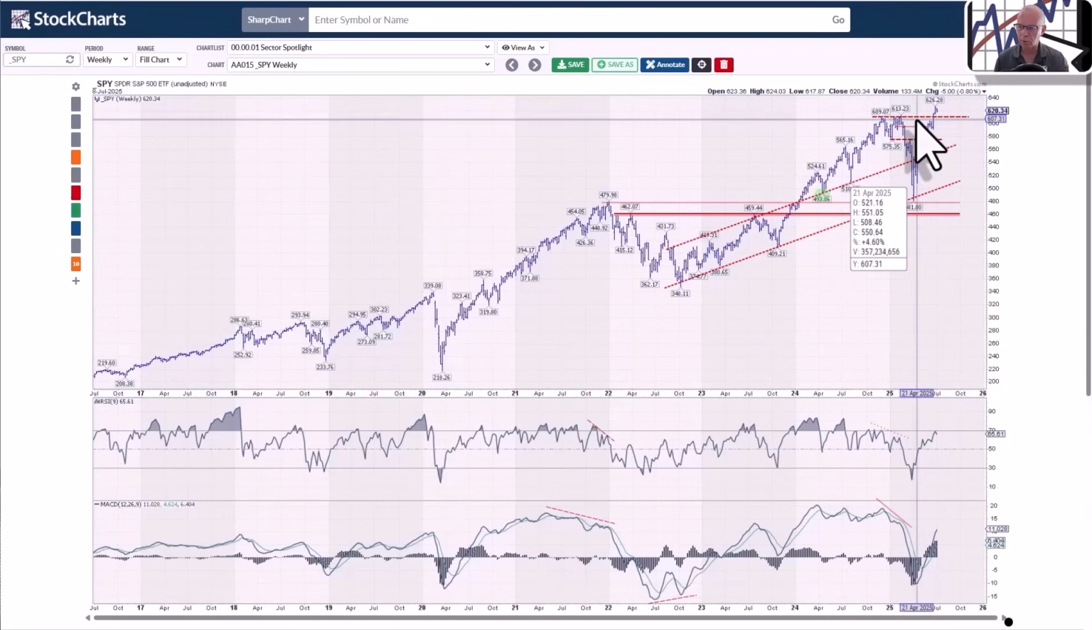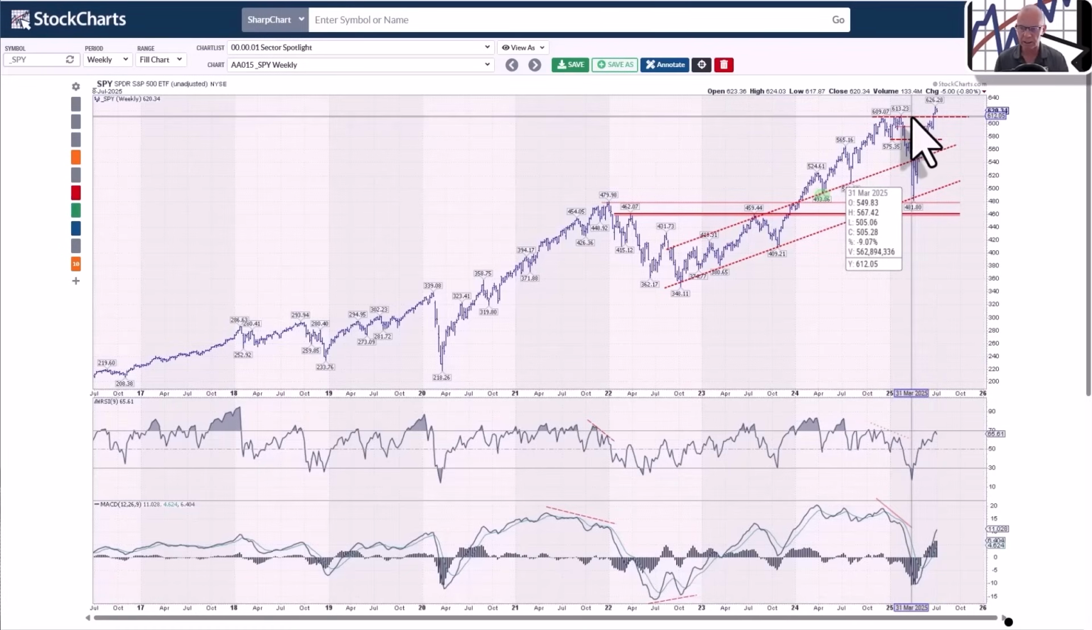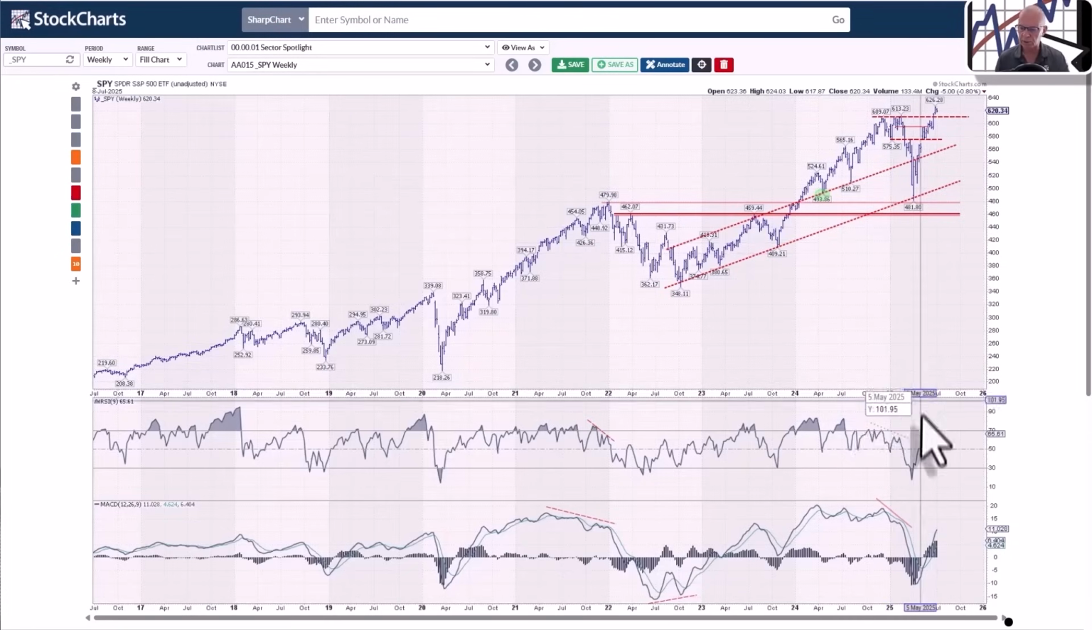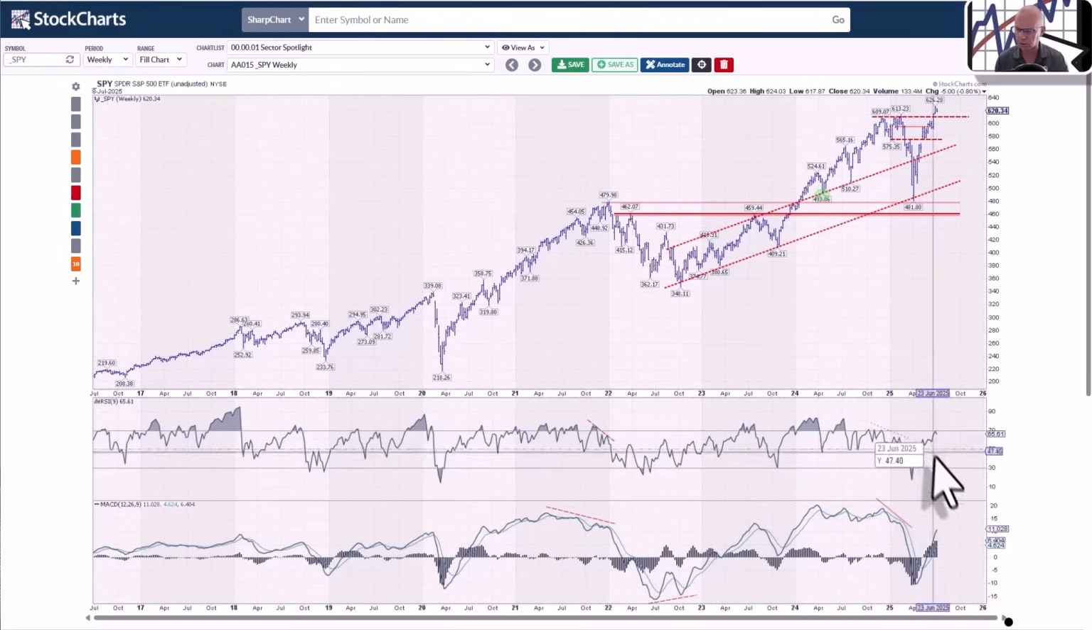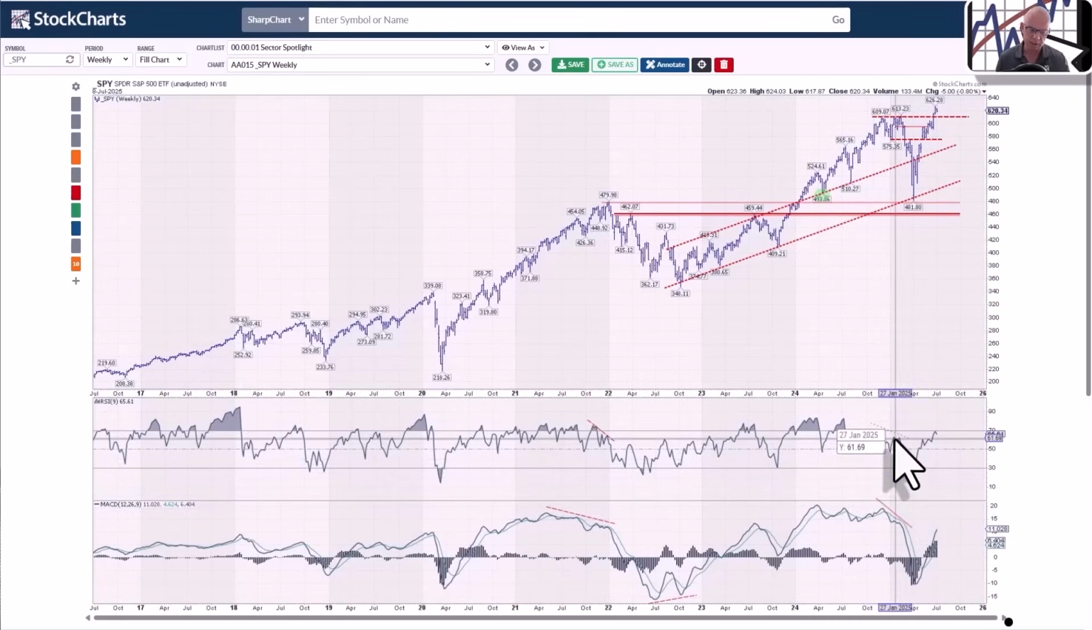So as long as we're holding up here, that means that we're now clearing overhead resistance, freeing the way for further upside movement. It also means that the area around 610 is now a very important support level. As long as that holds, the uptrend in the S&P 500 is confirmed. What you also see is that potential negative divergences are now cleared, both in the MACD as well as in the RSI.